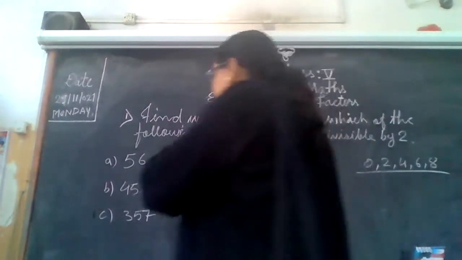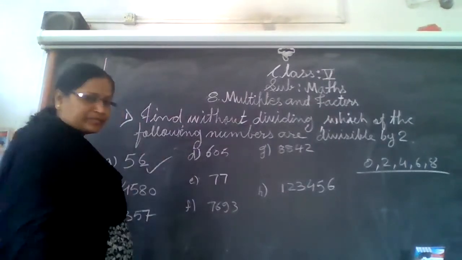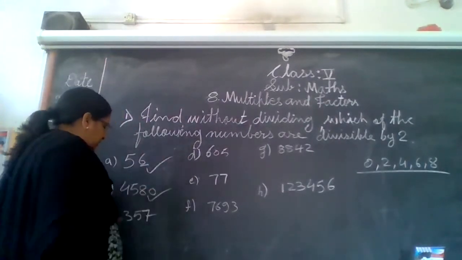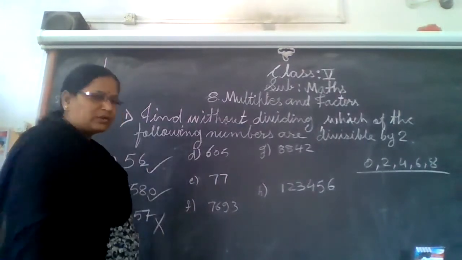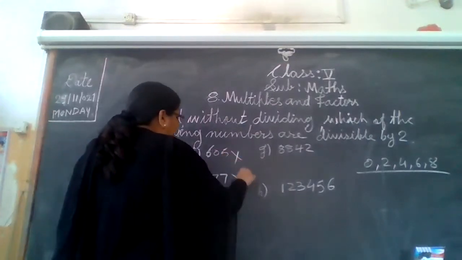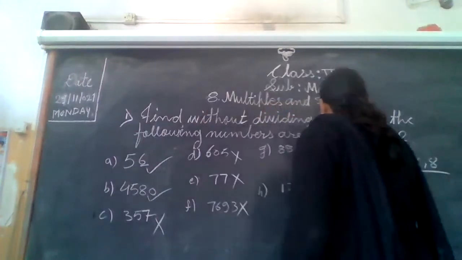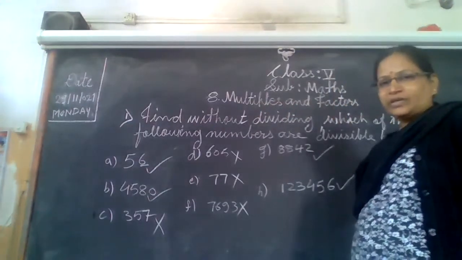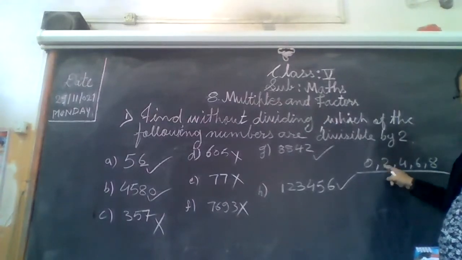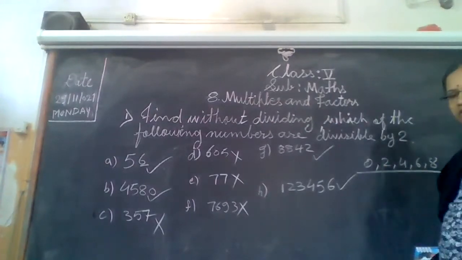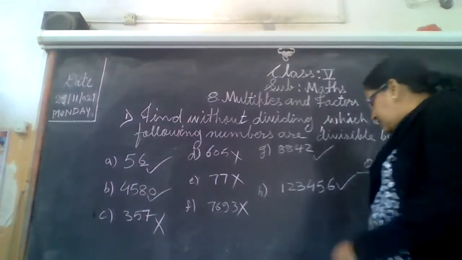Now see children, A has unit place 6. Yes. Then 3, 5, 7: unit place has 7, so it is not divisible by 2. 5 not, 7 not, 3 not. Yes, 2 and 6. It means you have to see whether the unit place is 0, 2, 4, 6 or 8 or not. Got it, children? See the next question.